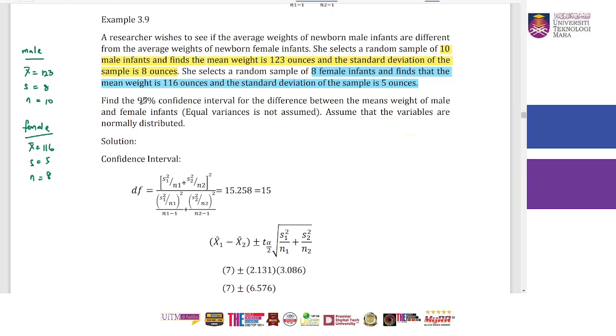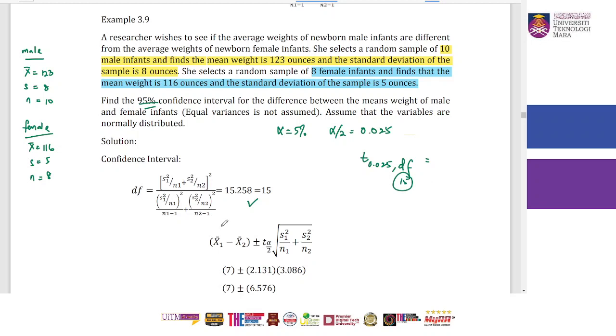Alright, so we want 95% confidence. So that means in this case, alpha is equal to 5%, which means that alpha over 2 is equal to 0.025. Okay, so in this situation, you need to find t 0.025 with the degrees of freedom. And the degrees of freedom is given by these formulas. You get it to be 15, right?